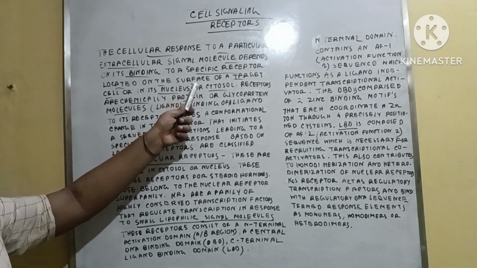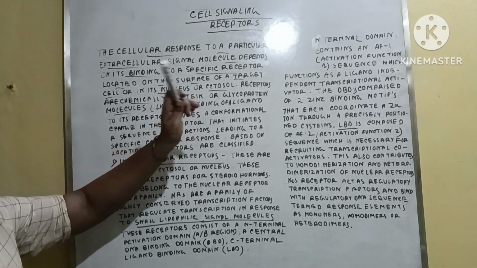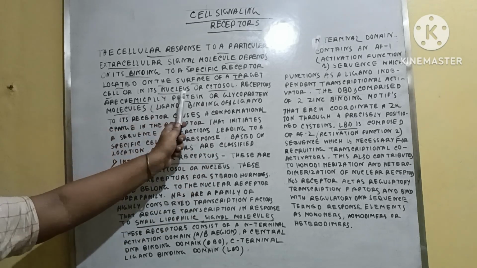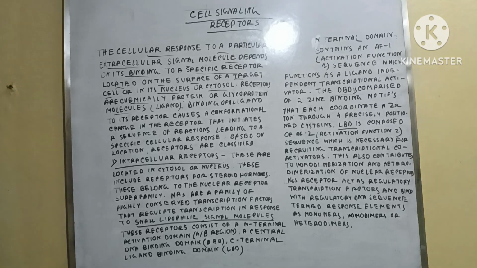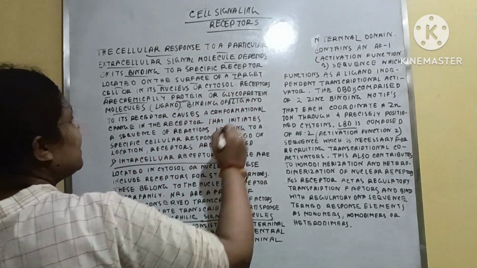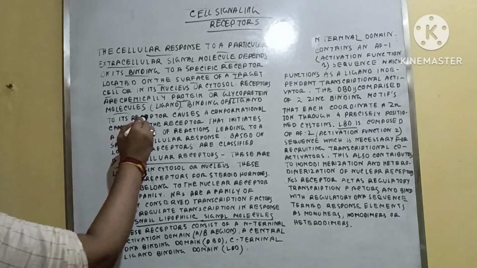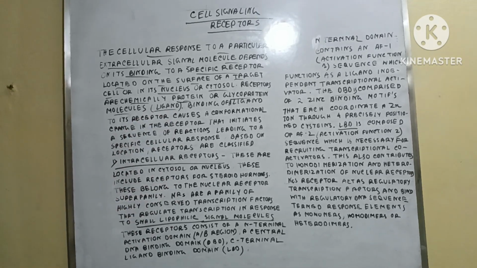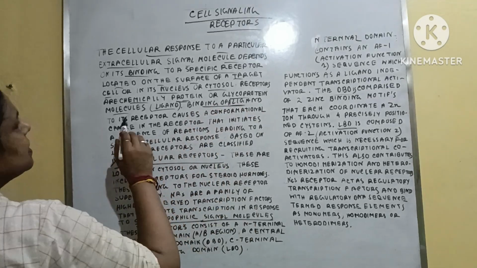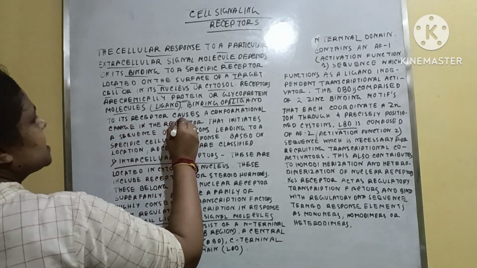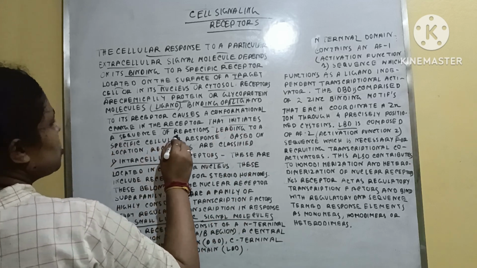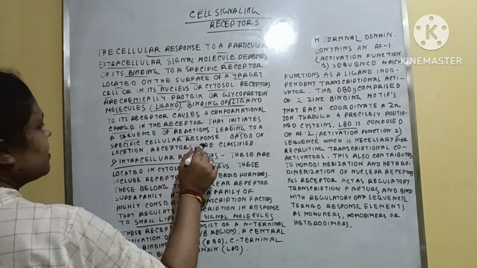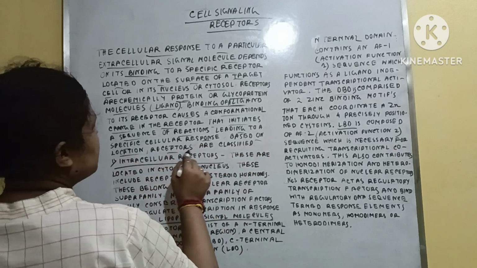If these are present on the surface, they are known as cell surface receptors, and if these are present in the nucleus and cytosol, they are called nuclear or cytosolic receptors. Structurally or chemically these receptors are proteins, or maybe glycoproteins. These are also called ligand. And when a ligand binds to the signal, this causes a conformational change in the receptor, and that initiates a sequence of reactions leading to the specific cellular response. Based on the location, the receptors are classified.